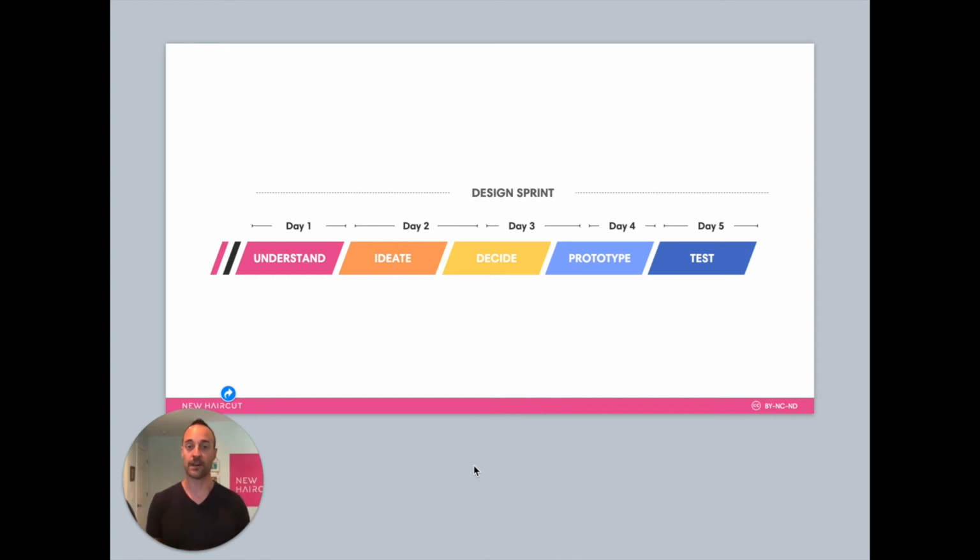If you follow the textbook definition, you should run design sprints on things that are big and bold. But there's not enough meat there. There's not enough definition of when you should run a sprint.